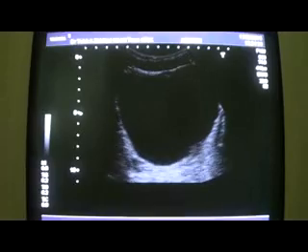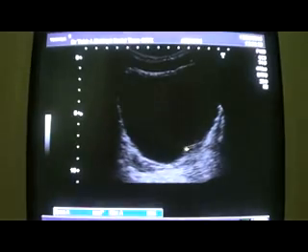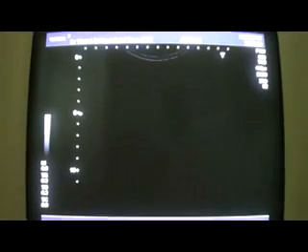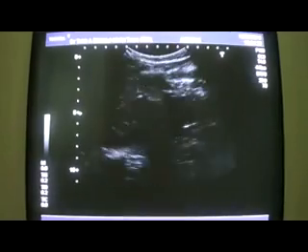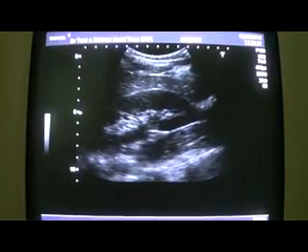Here you see the stent. This area is the patent stent, and now just a bird's eye view of the right kidney, which is all normal by all parameters. So this is our case of the day. Thank you very much.